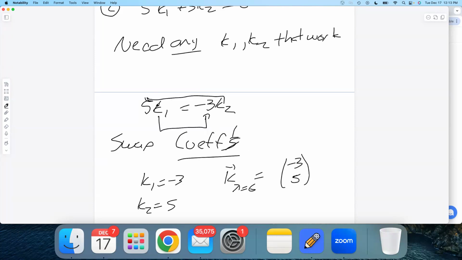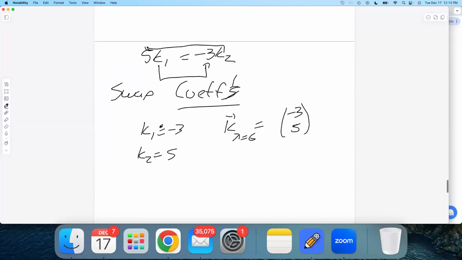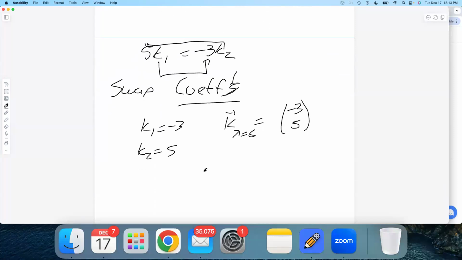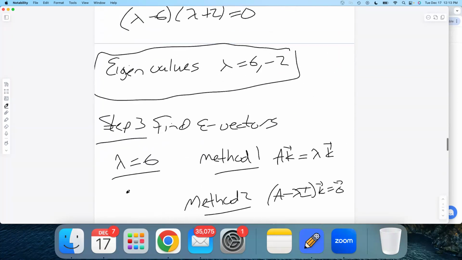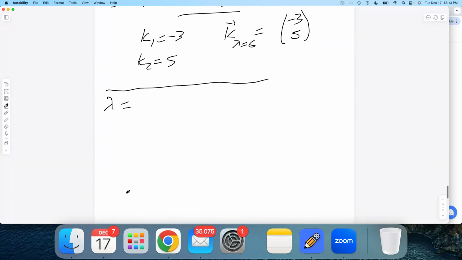Notice I switched the coefficients. I didn't write 5, -3. I wrote -3, 5. Okay, we're halfway done now. That was for my first eigenvalue, lambda equals 6. Now what about the other guy? Lambda equaled, what was he? -2.